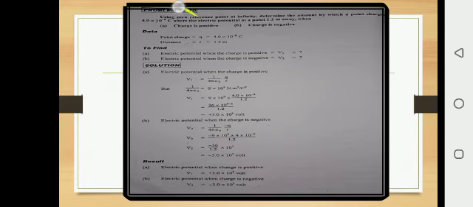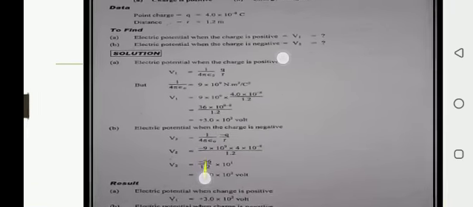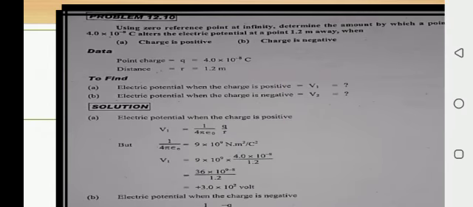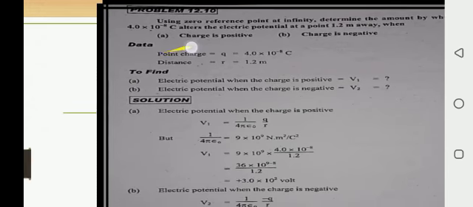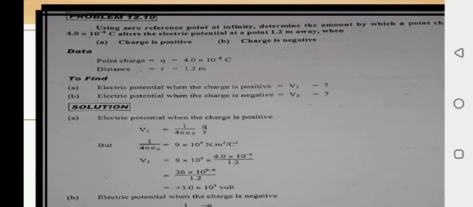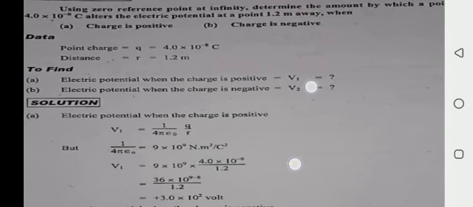Numerical number 12.10: using zero reference point at infinity, determine the amount by which a point charge of 4.0 into 10 to the minus 8 coulomb alters the electric potential at a point 1.2 meter away, when the charge is positive and when the charge is negative. The point charge value is given here and distance R is given here. This is our given data and we have to calculate V1 and V2.